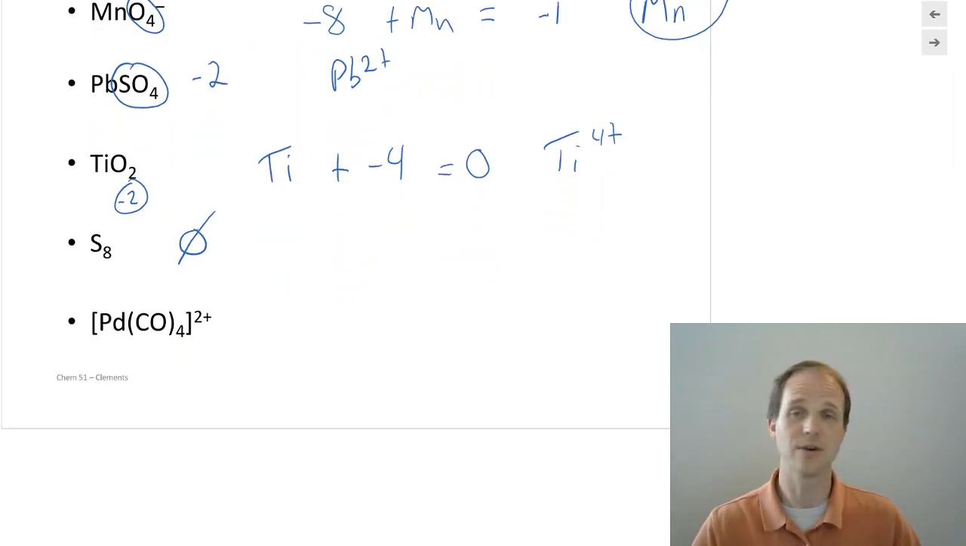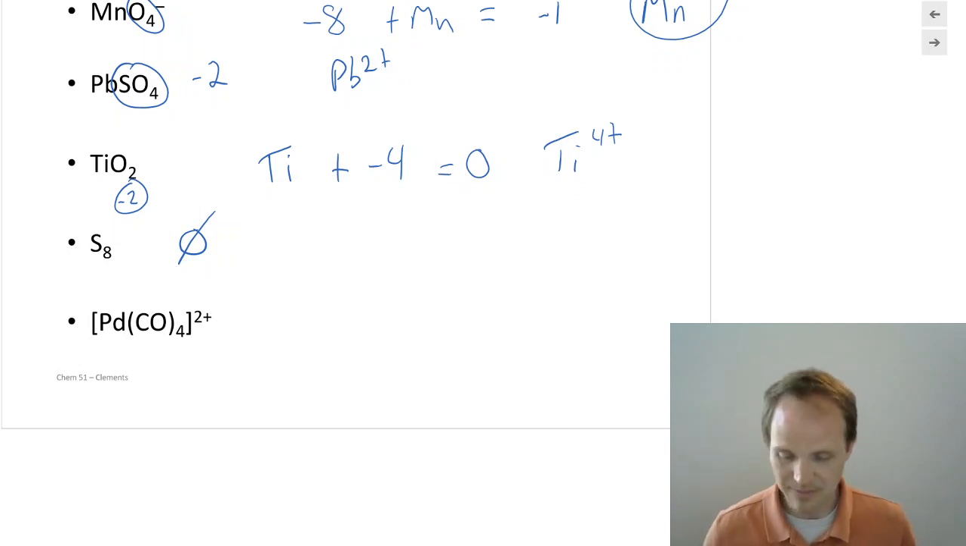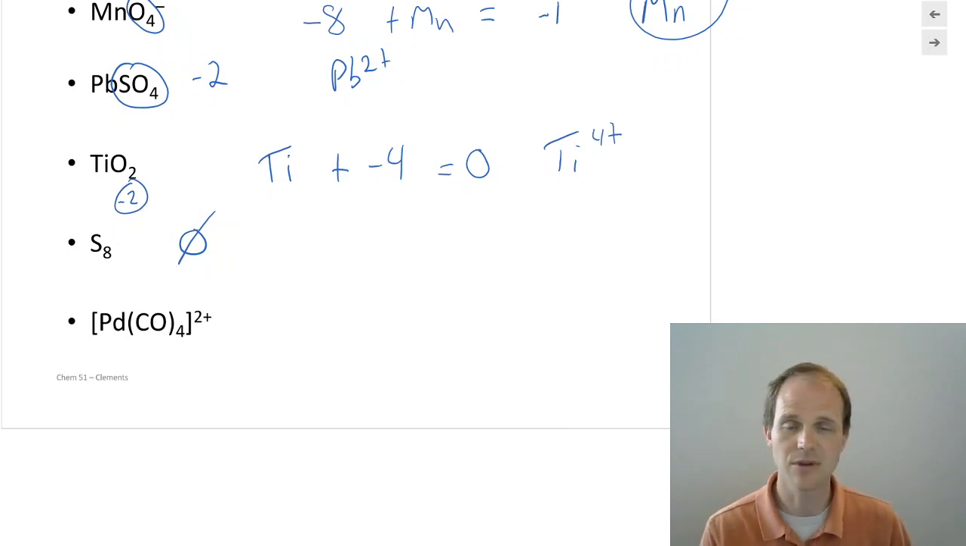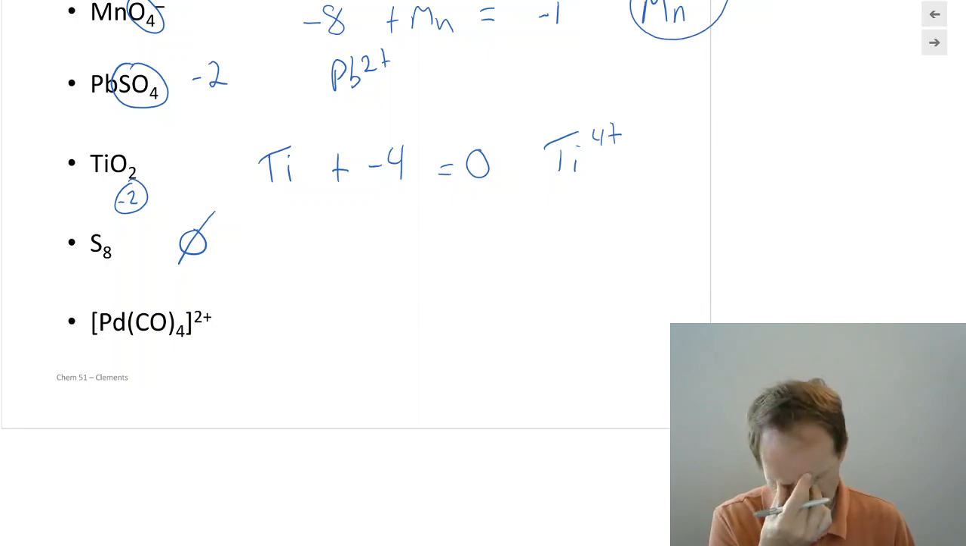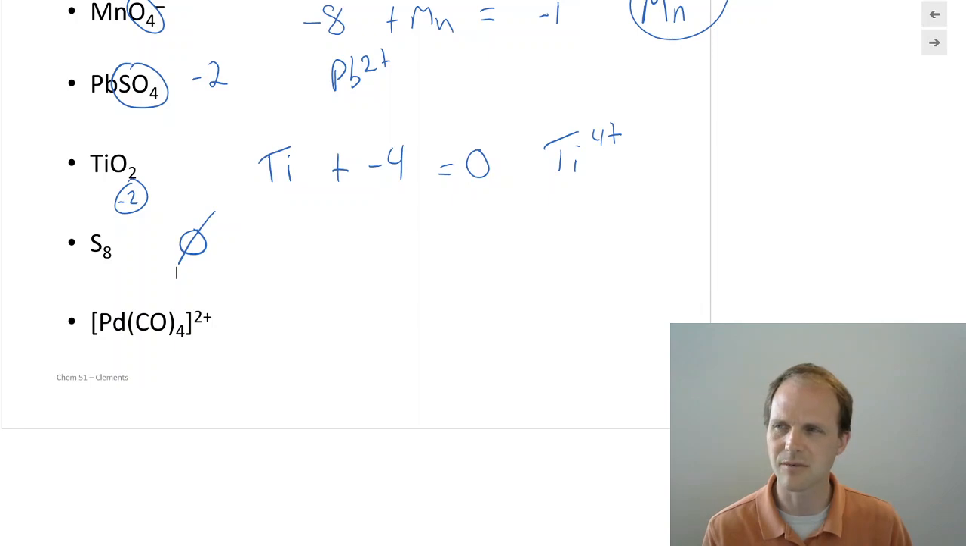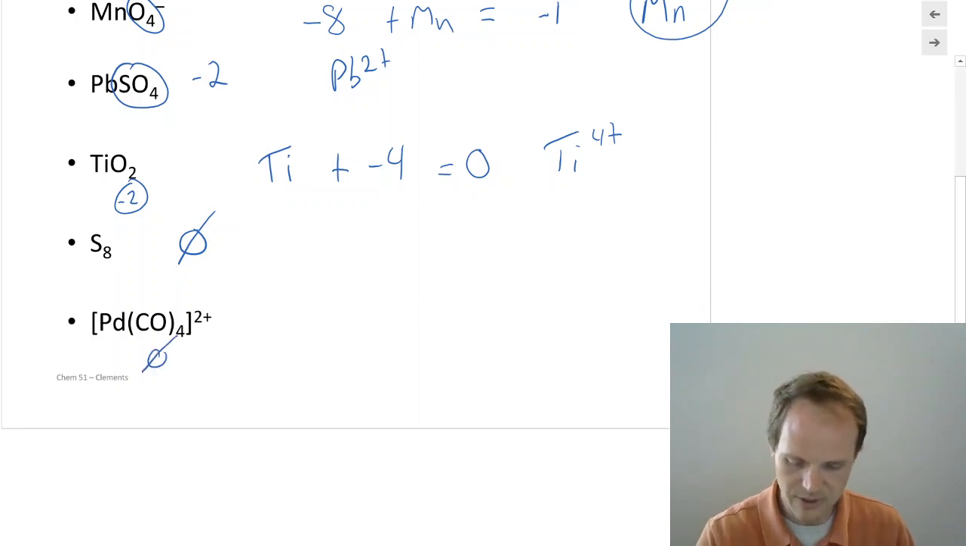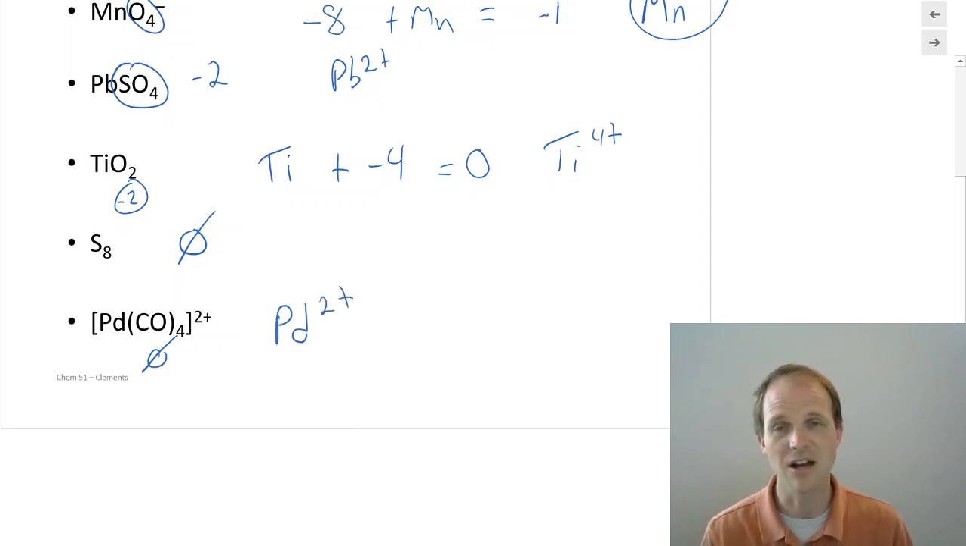Here's one where you're like, I don't know what to do with this one. I've never seen this one before in my life. What are you talking about? Palladium and carbon monoxide. This is one of those cases where you have to look at it and be like, okay, carbon monoxide. I've seen carbon monoxide before. I've never seen a charge on carbon monoxide before. So let me think about what it would be if that was a 0. Okay, and then what would palladium have to be in order for the whole thing to be a +2? You get a +2 charge on palladium, and that's not unreasonable.